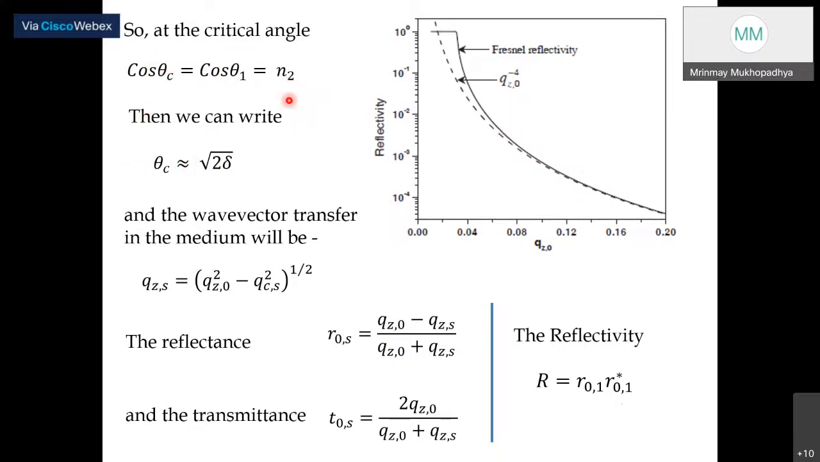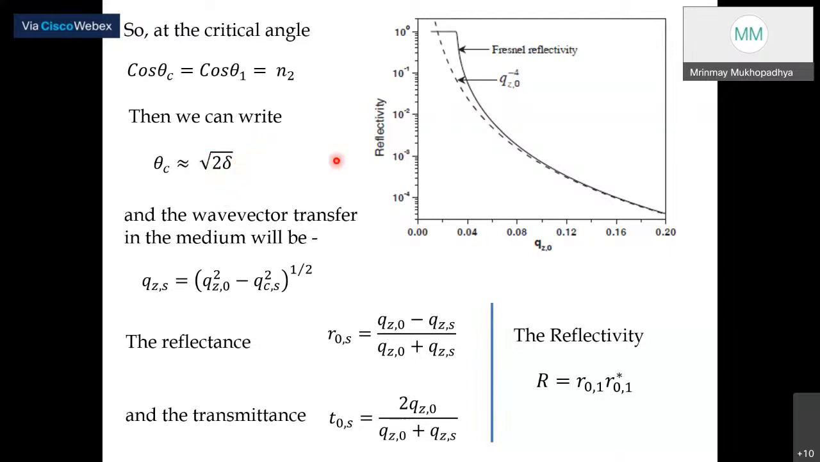If you do a little calculation, you can expand cos theta c as 1 minus theta c square by 2. And N2 is equal to 1 minus delta. You can terminate the higher order terms. The 1 cancels from both sides, leaving minus theta c square by 2 equal to minus delta. So theta c will be root over 2 delta. So theta c, the critical angle for total reflection, is dependent on delta, and delta is dependent on the electron or scattering density.